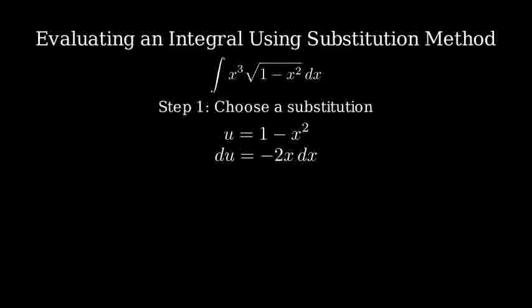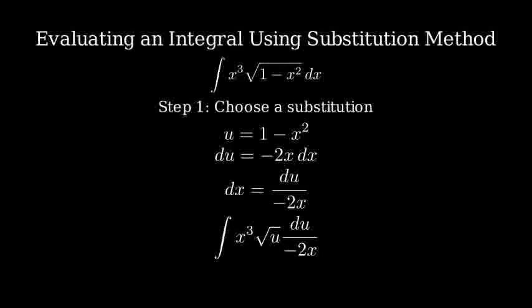Let's solve for dx so we can substitute into the original integral. Rearranging, we have dx equals du divided by negative 2x. Now let's substitute u and dx back into the integral. We substitute to get the integral of x cubed times the square root of u times du divided by negative 2x.